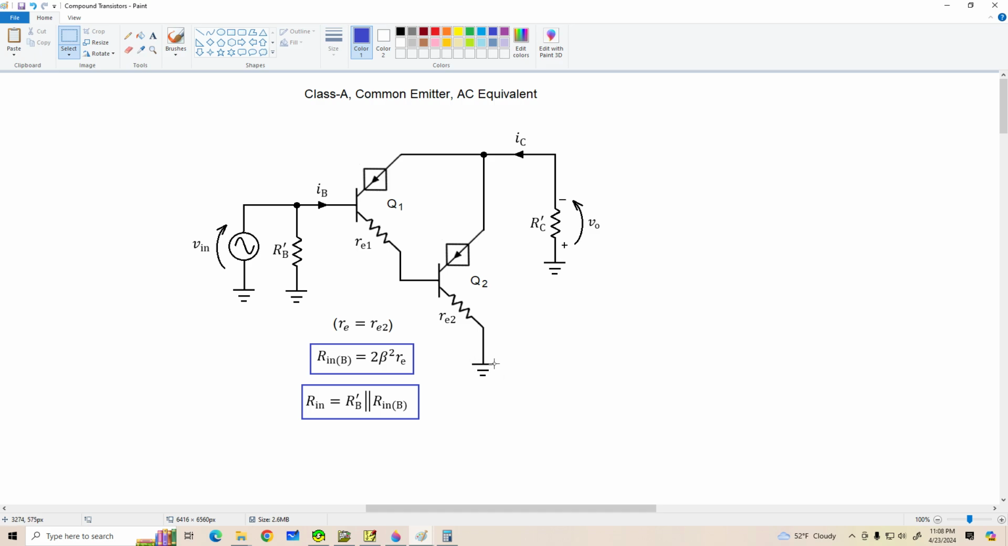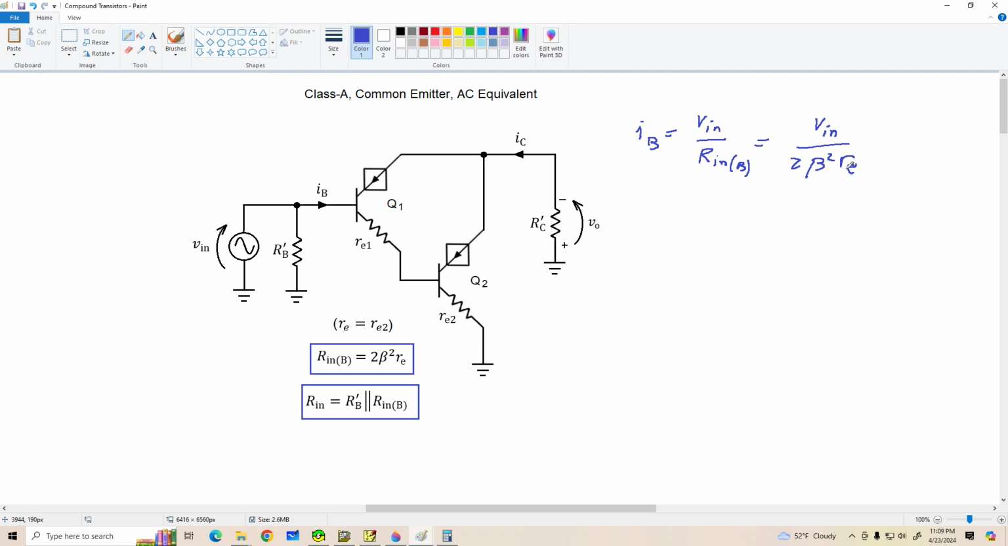Okay, so let's start by determining the base current. Okay, and that would be given by, whoops, let's get the pencil active. I sub b equals Vin divided by Rin to the base. And we know the input resistance looking into the base is 2 beta squared re, so it's Vin divided by 2 beta squared times little re.